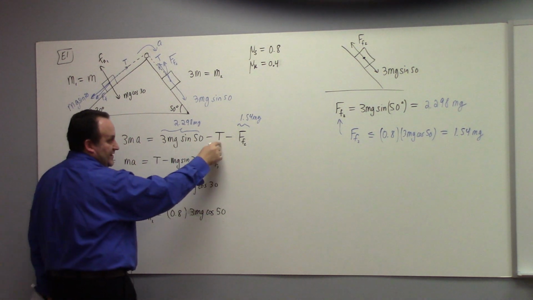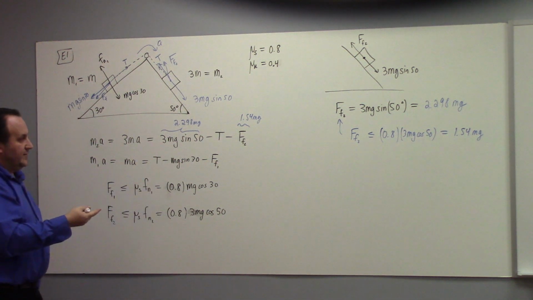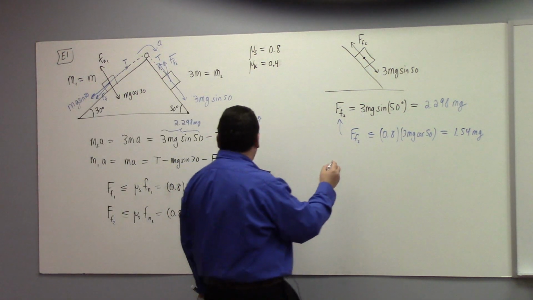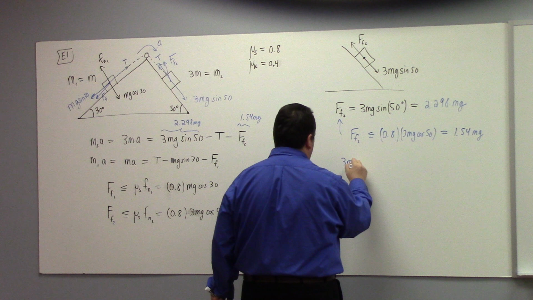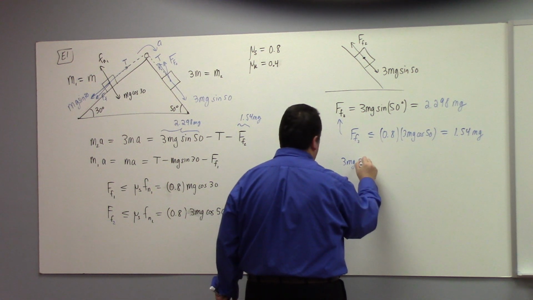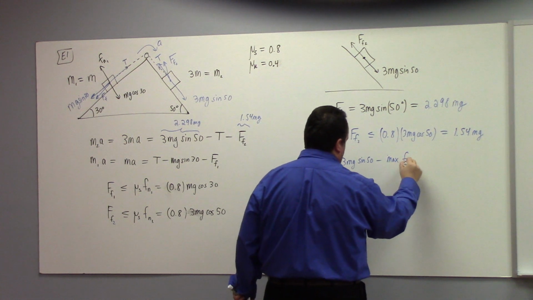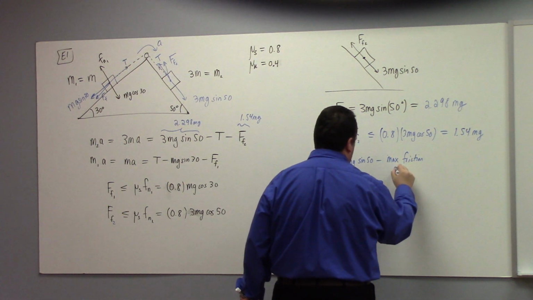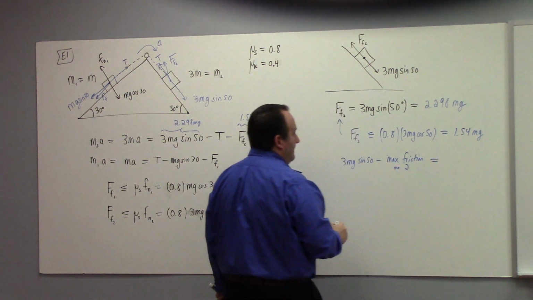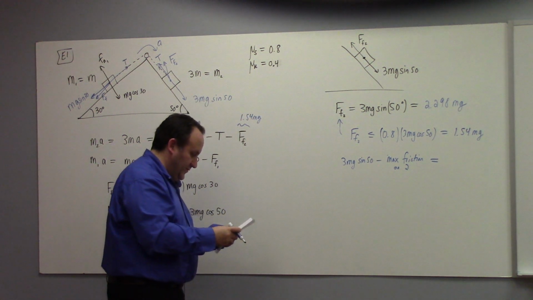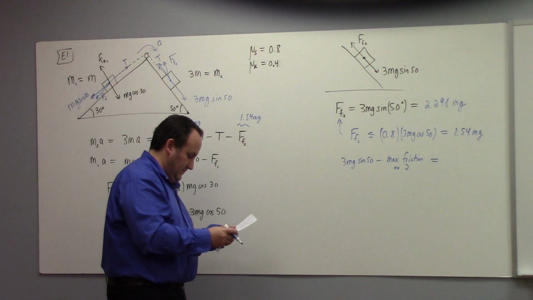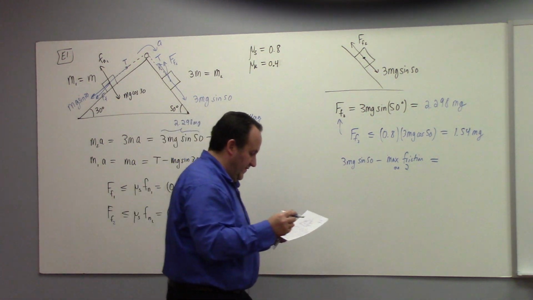Yeah, tension has to supply the rest of the force. Well, let's calculate that. What is 3 mg sine 50 minus max friction on 2? The difference of those two numbers, right? 2.298 minus that, which gives me 0.76 mg.